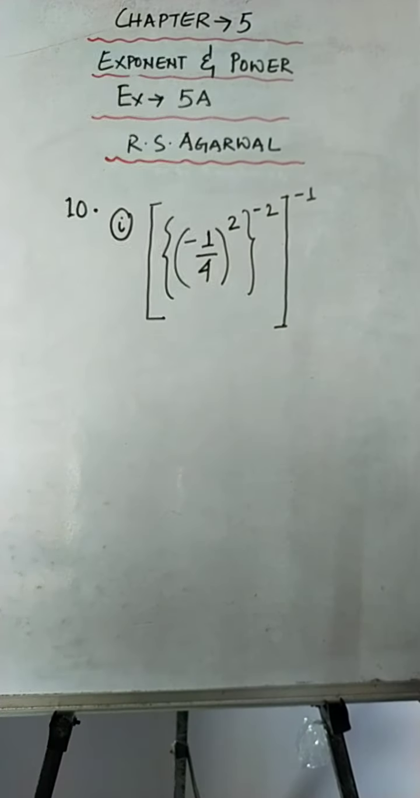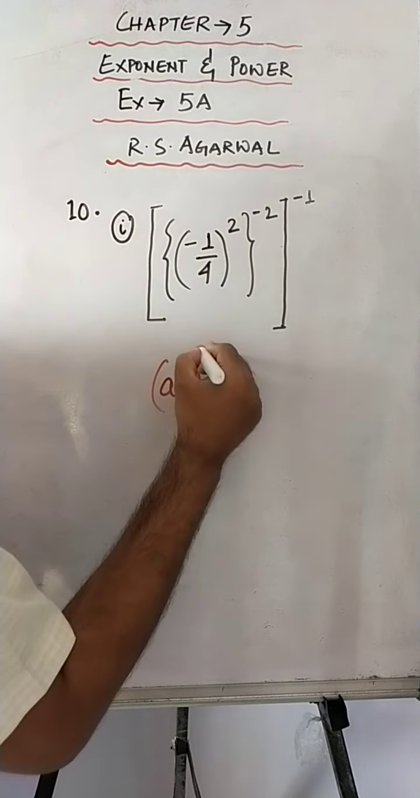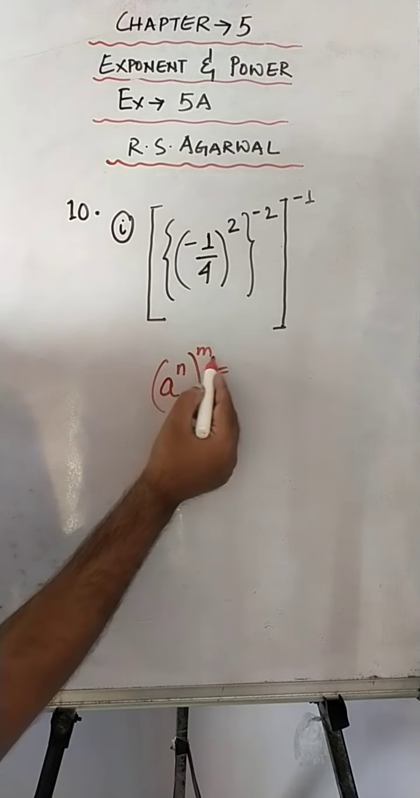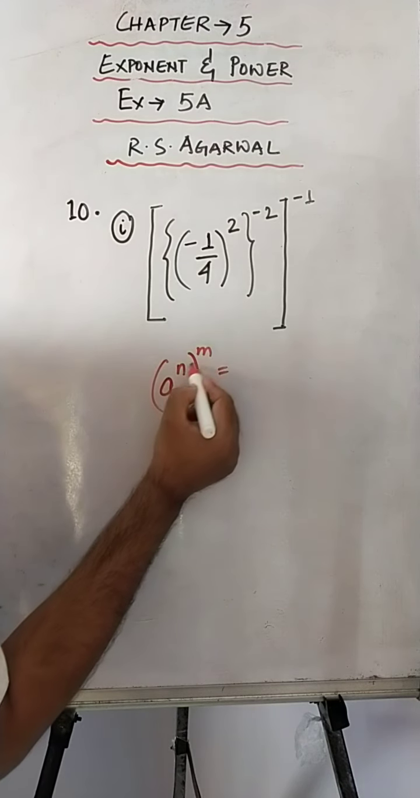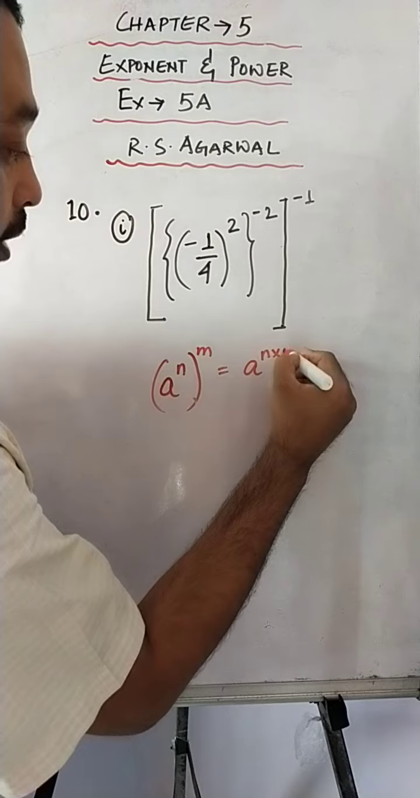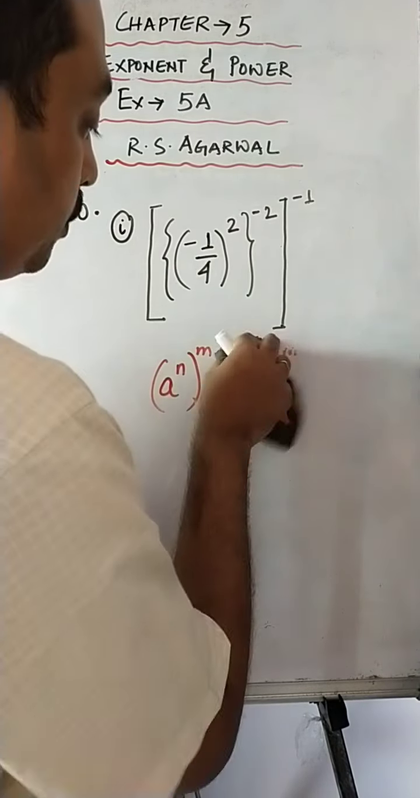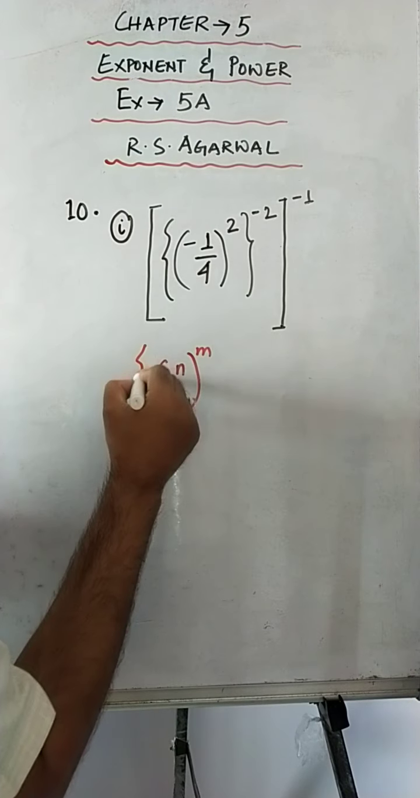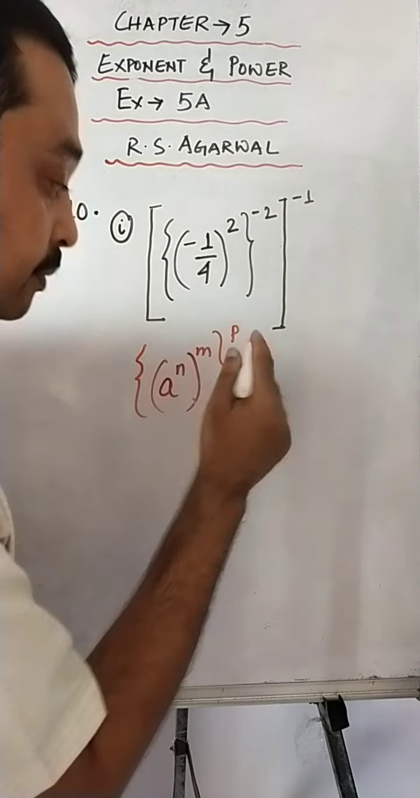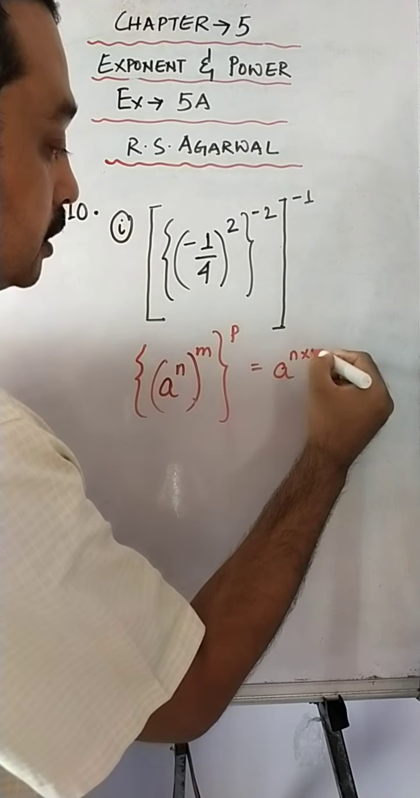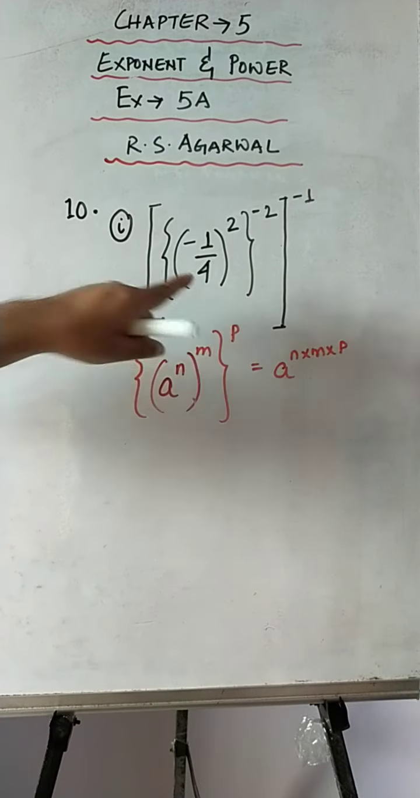Now, as we have learned in exponents that a to the power n to the power m. So this is the power law. So what we are supposed to do with this law? So we used to multiply the powers, isn't it? That means n into m. But what if we have another power? Suppose like this, p. So in this case also we will do the same thing. That is, we will multiply all the powers together. That is like this. Okay, so same thing will apply on this sum also.